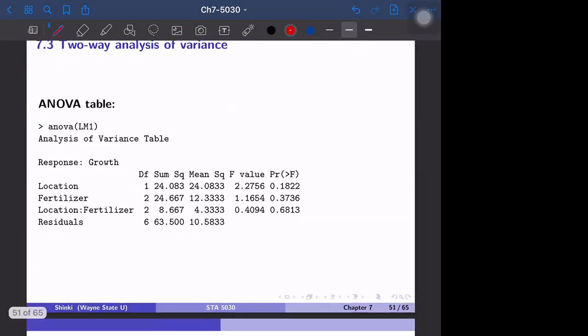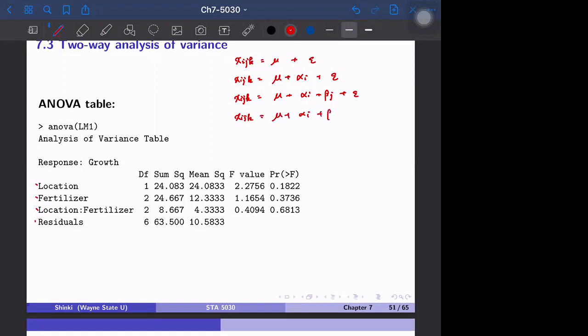And here is the ANOVA table. So we have several lines: location, fertilizer, location times fertilizer, and residual. So we want to test at first. Okay, so the most basic model is Xijk is equal to mu plus epsilon ijk. And then Xijk is equal to mu plus alpha i plus epsilon ijk. Then Xijk is equal to mu plus alpha i plus beta j plus epsilon ijk. And Xijk is equal to mu plus alpha i plus beta j plus gamma ij plus epsilon ijk.